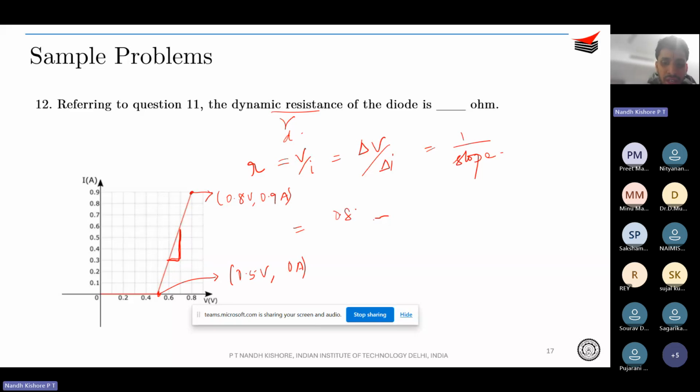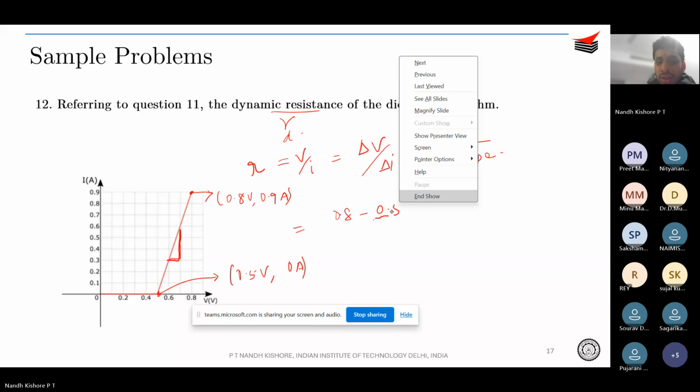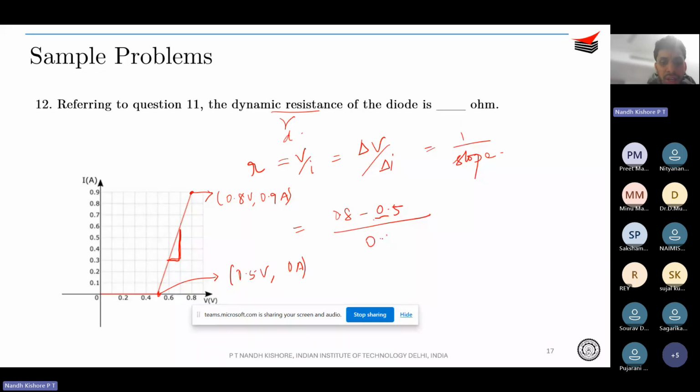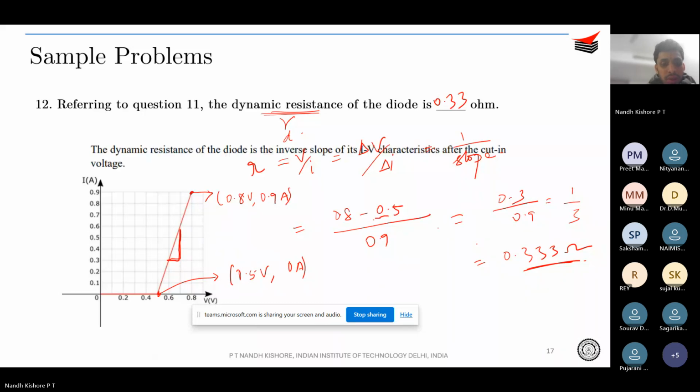So it's going to be 0.8 minus 0.5 divided by 0.9, right? So 0.3 by 0.9 or 3 by 9 or 1 by 3. So 0.333. Okay. Any doubt over here? Dynamic resistance is simply the slope, right? Or 1 by slope. Okay. So I think the answer is going to repeat over here.